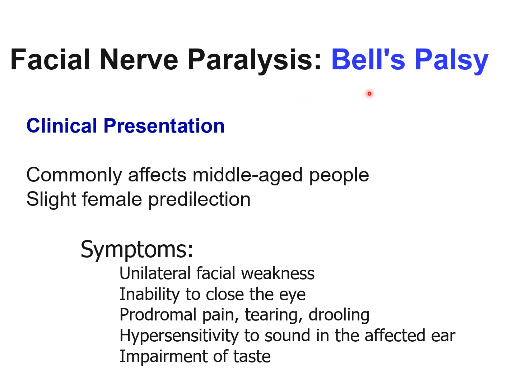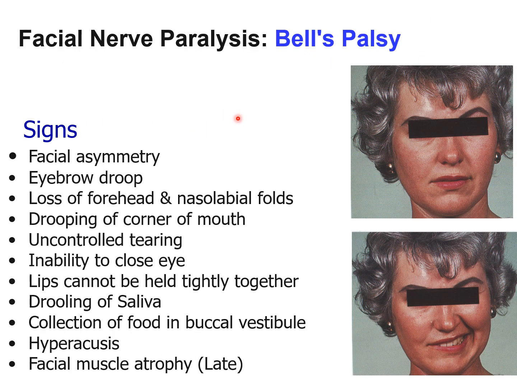So one of the most recognized forms of facial nerve paralysis is Bell's palsy, as we said. So next we can look at some of the signs of Bell's palsy. These include facial asymmetry. You can see the corner of the mouth being pulled to one side, which is the left side on this occasion, which means the right side of the face is paralyzed.